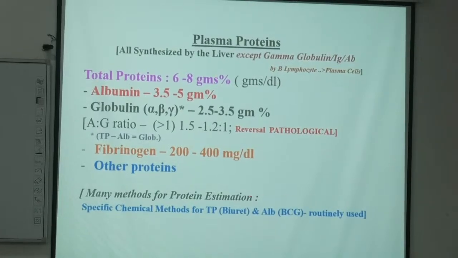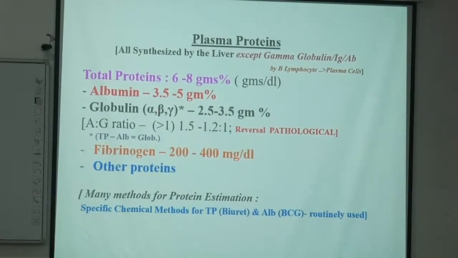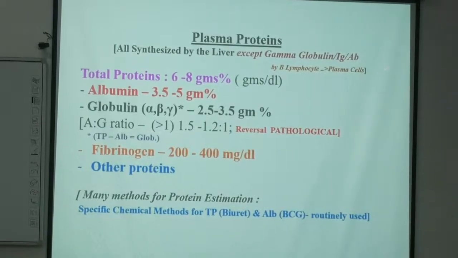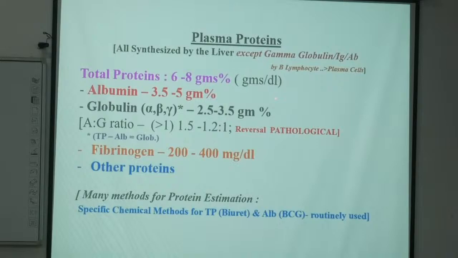Fibrinogen we do measure for certain conditions, and there are other proteins which are not that important, but are important for certain conditions. So many methods of protein estimation are there. One method you are using is total protein by biuret. And for albumin there is a method called BCG that will specifically bind with the albumin, and the albumin concentration in the blood will be measured.